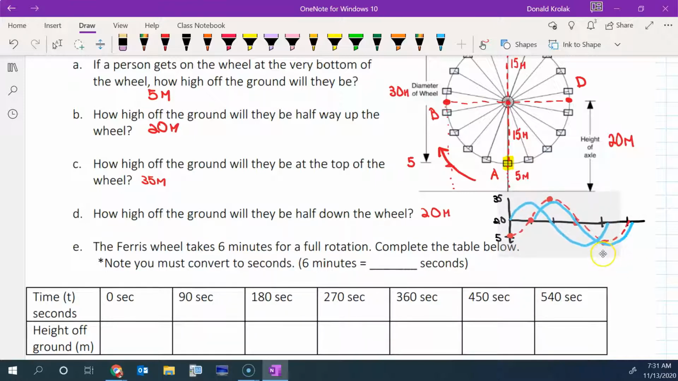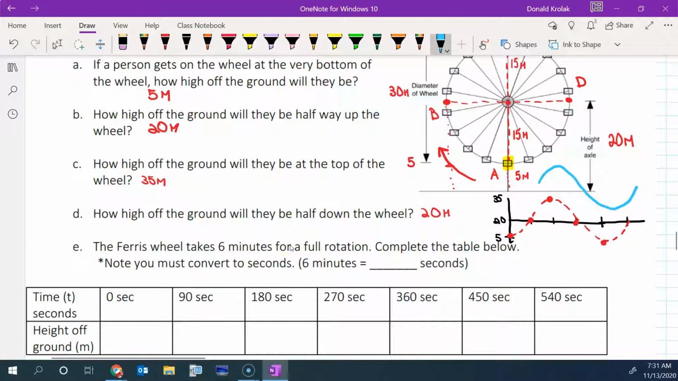So the amount we had to move that is C. To get that to match up, we had to move it C places to the right. Just like that. All right.